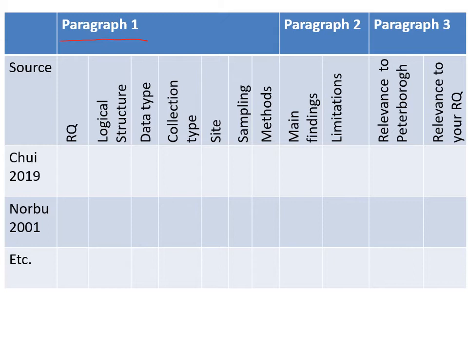In your second paragraph, you had the main findings and the limitations. And in your third paragraph, let me come over here, you explained the relevance, as you saw it, of this article to Peterborough. I think I left out a U in there, oh well. And then also you explained the relevance of this source to your research question. So that is all material that you have already collected for your annotated bibliography.